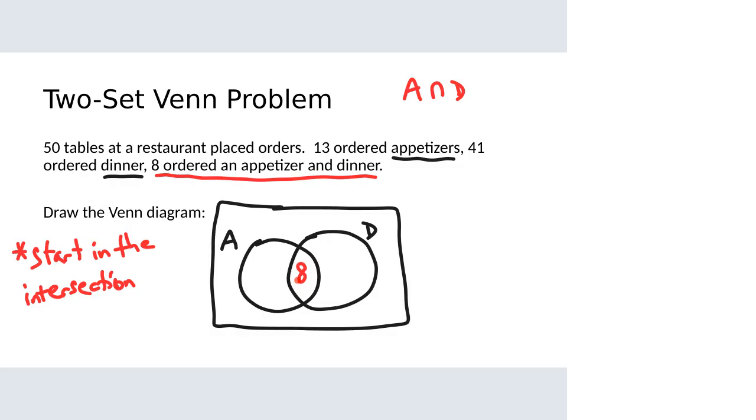Then we back up a little bit, and it says, okay, well, 41 of the tables ordered dinner. Here's the danger part that you do not want to do. You do not want to throw 41 over here. Oops. Well, you definitely don't want it there. You don't want to put 41 over here in region 3. Why is that no good?